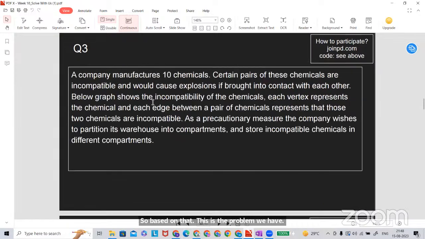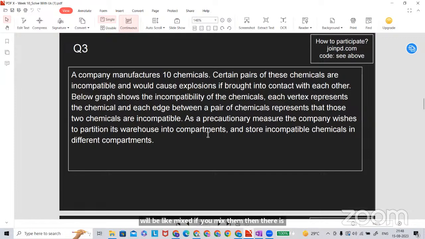So this is the question. A company manufactures 10 chemicals. A certain pair of these chemicals are incompatible and would cause an explosion. If we mix two such chemicals, if we bring them into contact with each other, then an explosion will happen.